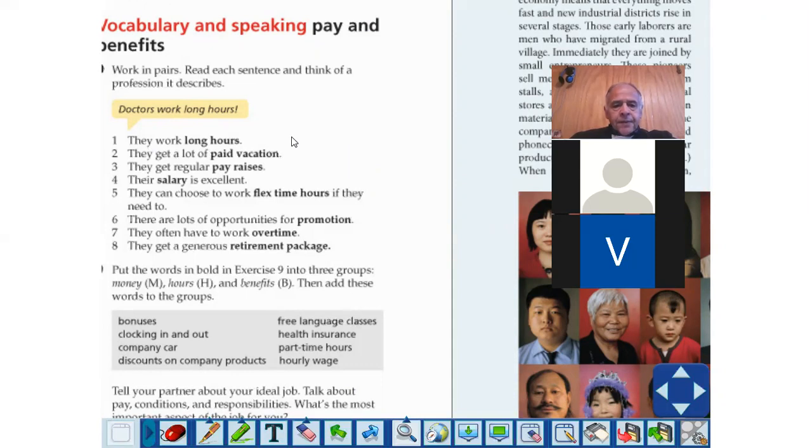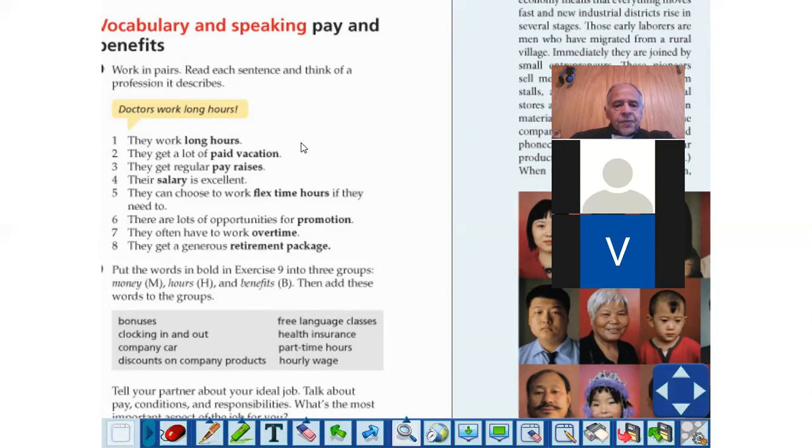Number one. They work long hours. Yeah, continue. They get a lot of paid vacation. They get regular pay raises. Their salary is excellent.